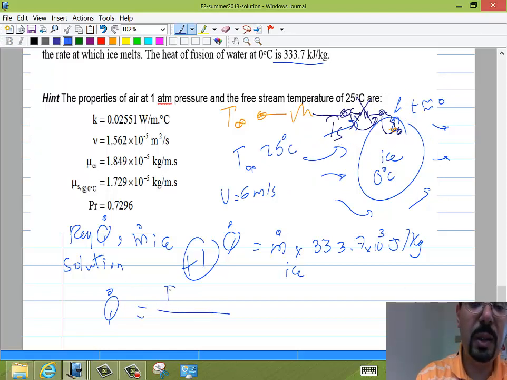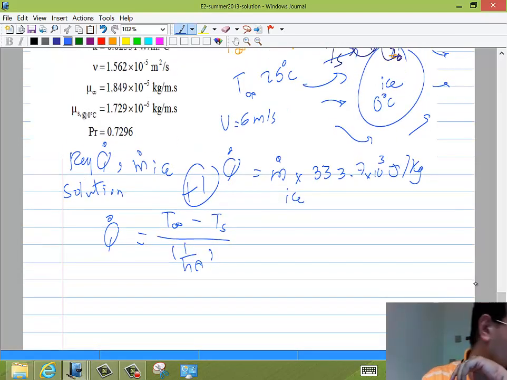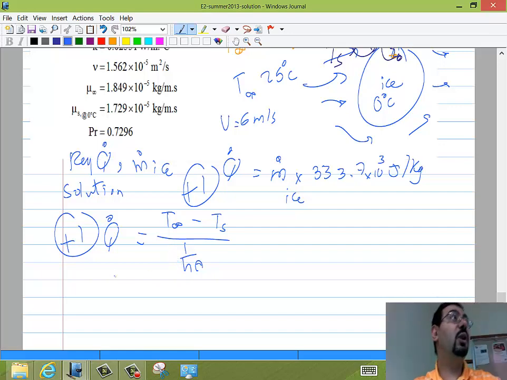the T infinity minus the T ice, or Ts, over 1 over HE. H, external forced convection. How can I get this H? So this equation again is worth 1 point. So how can I get my H? Right, we need to get a Nusselt number. So we open the chapter for external heat transfer and we look for a sphere, and there is this one equation for a sphere.